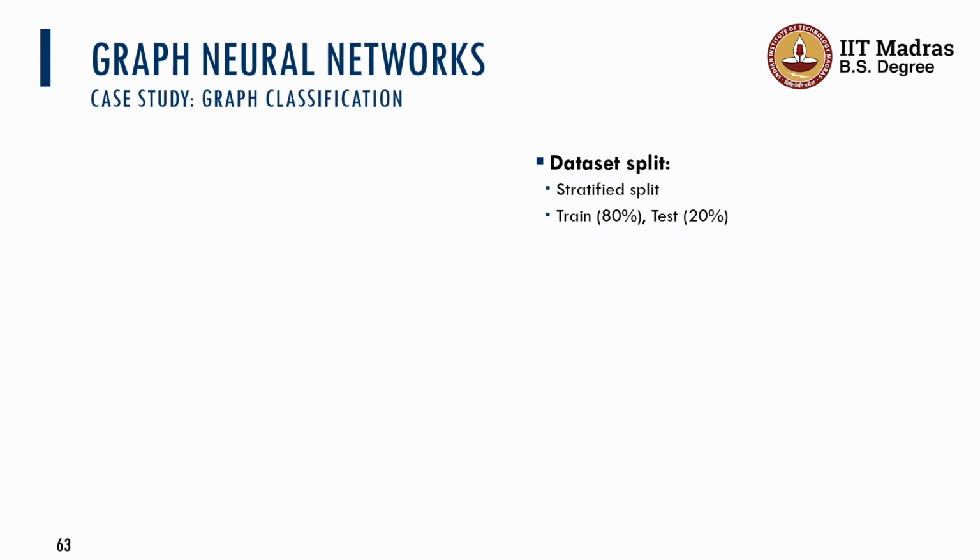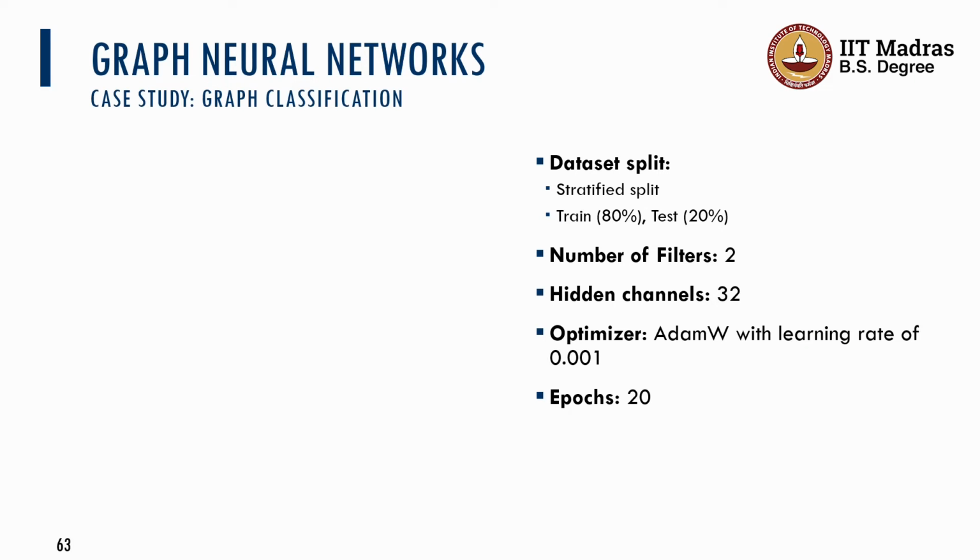What we are going to do is split this data set into training and test. A stratified split is used to ensure equal representation of both classes in the training and test data set. The number of filters we are going to use is 2. Hidden channels are 32. And the optimizer used is AdamW with a learning rate of 0.01. And we are going to use 20 epochs to train this model and then test it on the 20% of the data set.